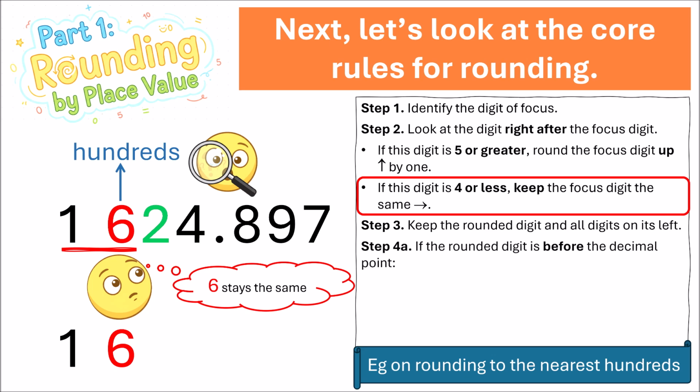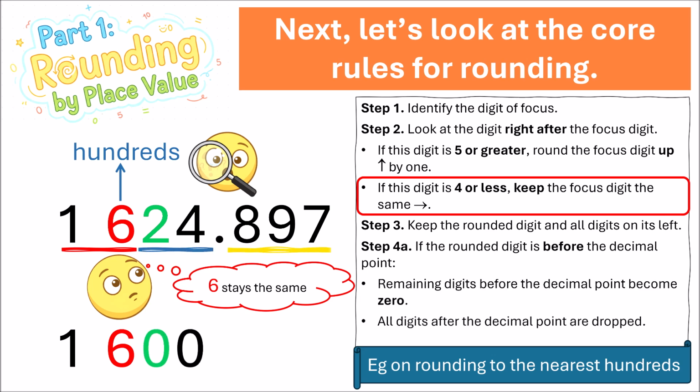Step 4a. This applies to cases where the rounded digit comes before the decimal point. Remaining digits before the decimal point become 0. All digits after the decimal point are dropped. So 1624.897 equals 1600 when rounded to the nearest hundreds.